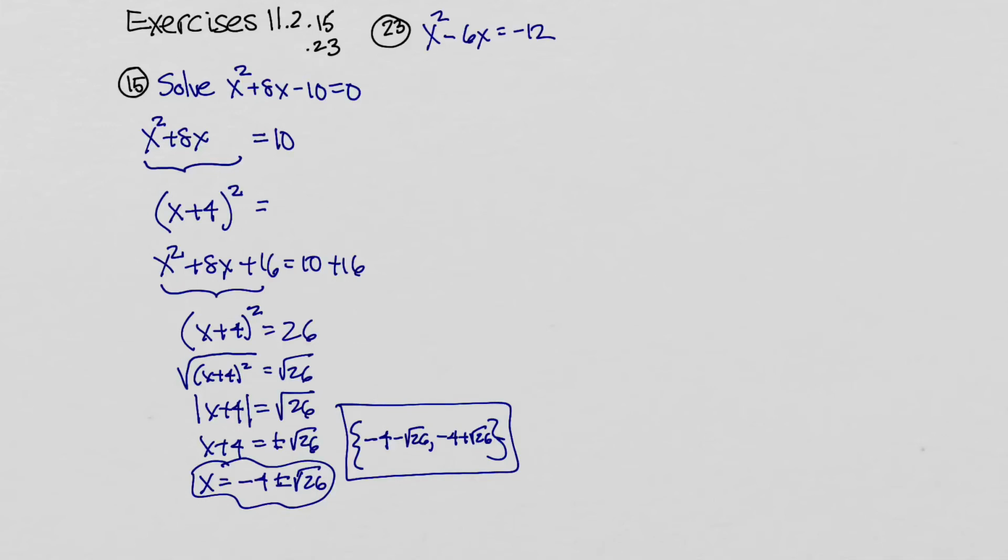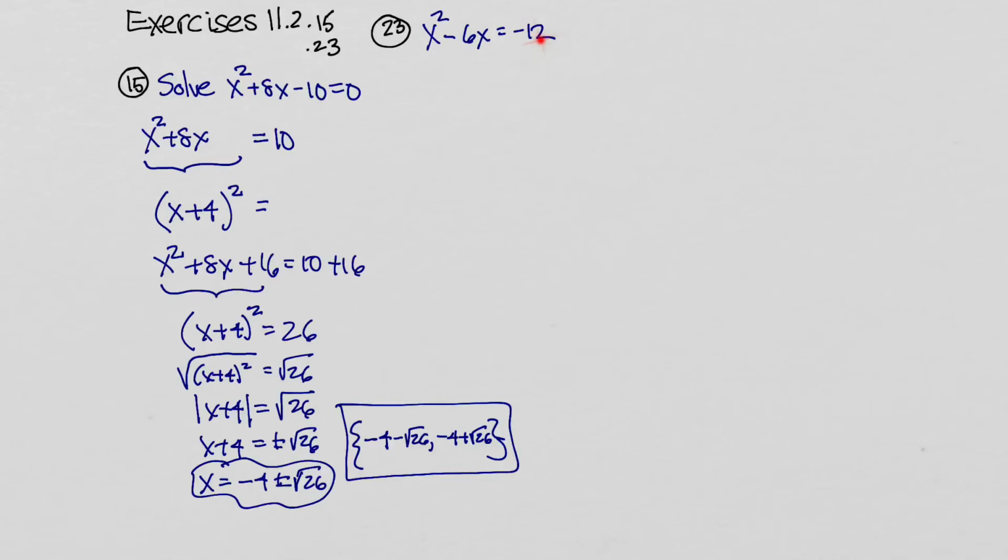Let's move on to number 23. We've got x squared minus 6x equals negative 12. Now what we could do, of course, is quadratic, so we're thinking, oh, I'll get everything on the left side, 0 on the right, and try to factor it. But this is not going to factor. How would you factor 12 to get a 6?